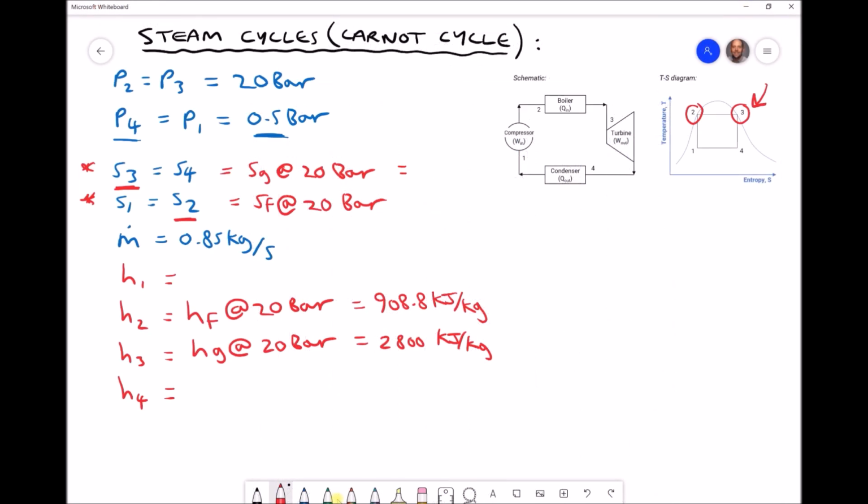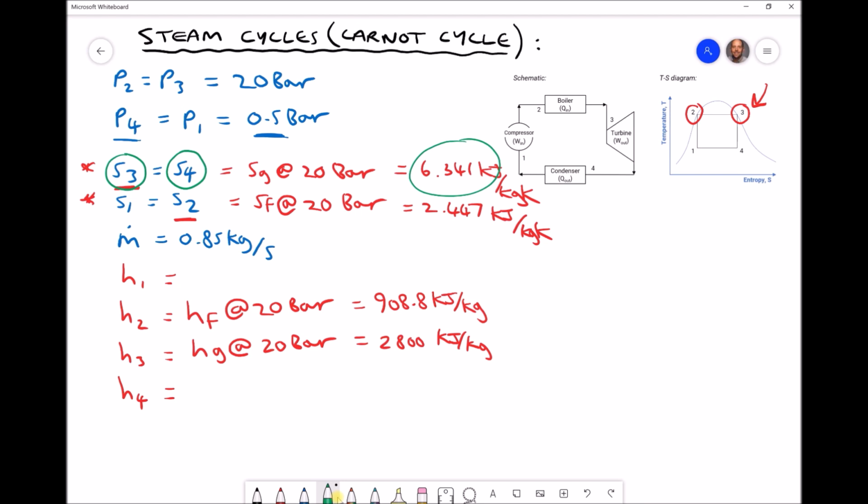So Sg at 20 bar is 6.341. This time our units are kilojoules per kilogram Kelvin. And Sf at 20 bar was 2.447, with the same units, kilojoules per kilogram Kelvin. Okay, so what we've determined there is that the entropy at position 3 is 6.341. But we know that the entropy at position 4 is also 6.341 because S3 equals S4.